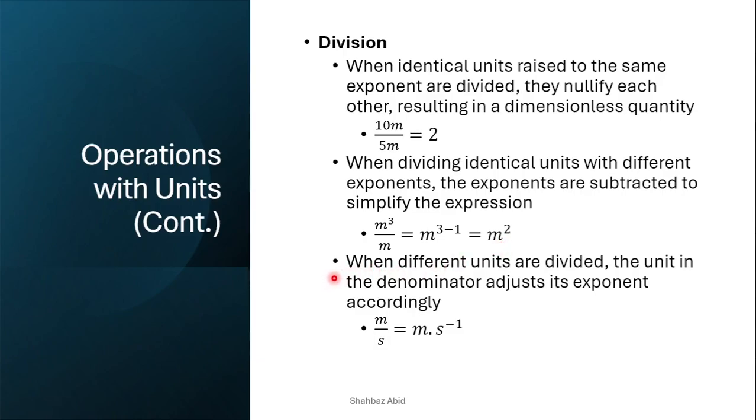When different units are divided, the unit of the denominator adjusts itself. The power adjusts itself accordingly. So for example, if I divide meter by second, with second in the denominator, we can write it as meter second to the power minus 1.